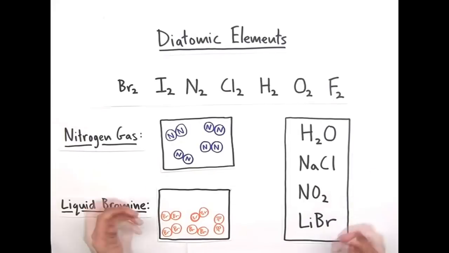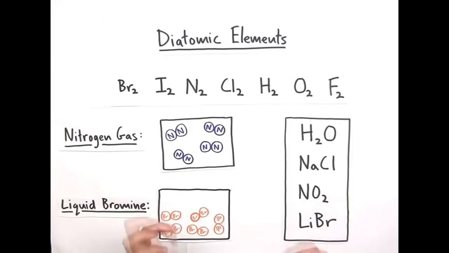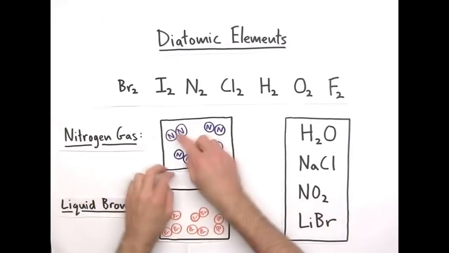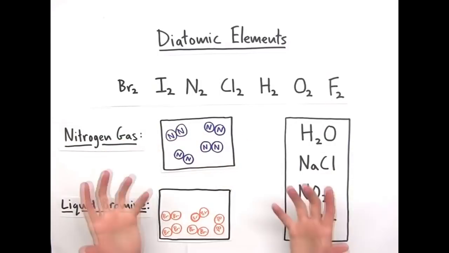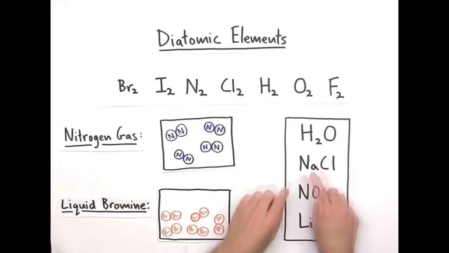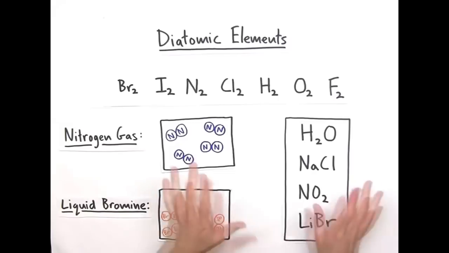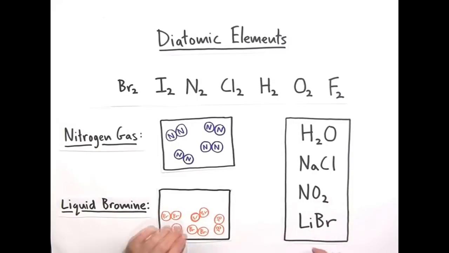So the big deal with the diatomic elements, don't forget this, is that they only need to pair up if they're only connected to each other. 2 nitrogens have to pair up, 2 bromines have to pair up. But if they're connecting to other elements, they don't need to be in pairs. So all of these chemical formulas are totally fine. If there's another element in there, don't worry about the pairing, only if that element is on its own.